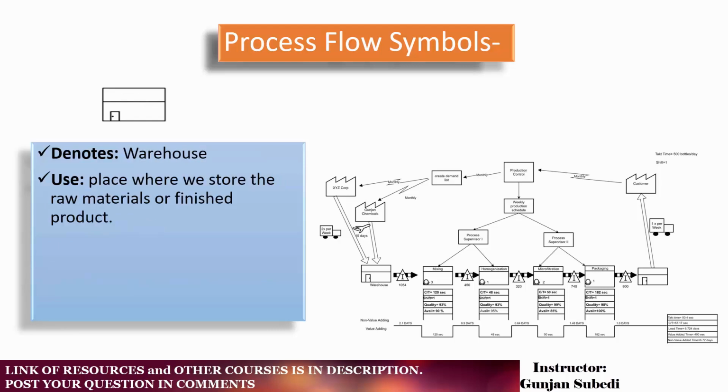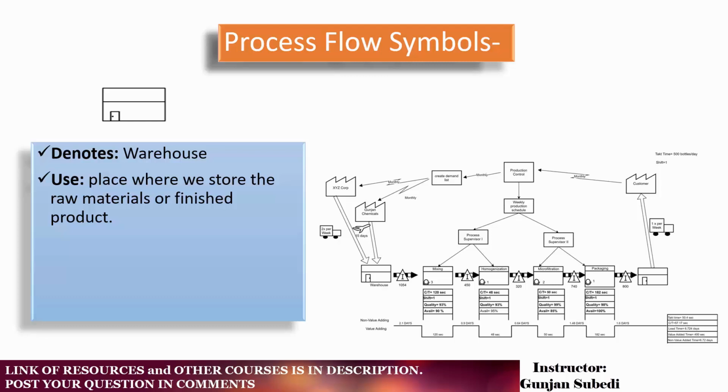Next, we have this warehouse icon. It is the place where we store the raw material or finished product. So, we generally have two warehouses mentioned in the value stream map. One for the incoming raw material store and the other for the finished product at the end.